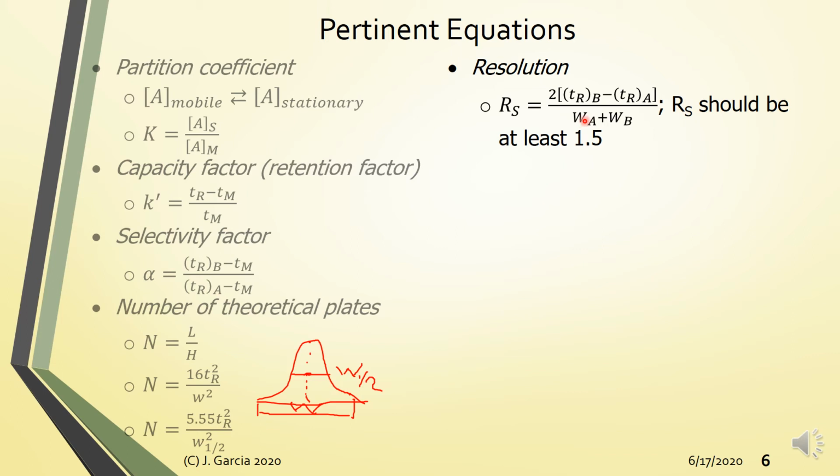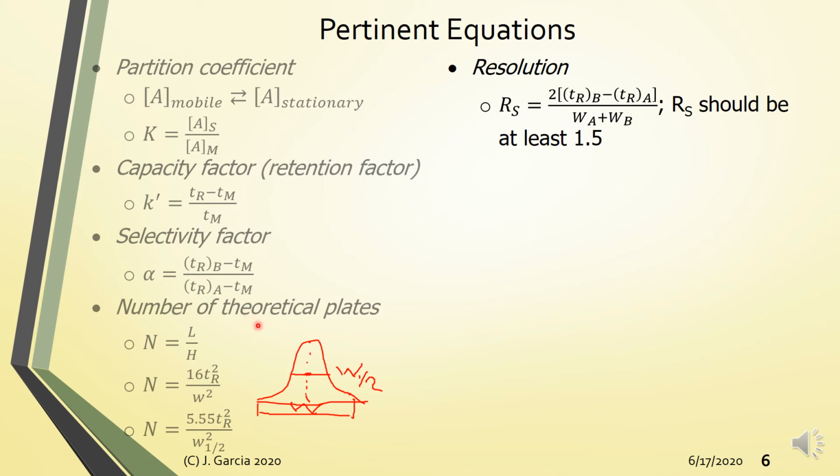The minimum value for resolution should be 1.5 for you to say that there is complete separation between two adjacent peaks. If it's less than that value, then you have significant overlap, so you cannot quantify. The results from the chromatogram will be invalid, so you need to modify some of the chromatographic parameters. At least 1.5 or greater, that will give you a good resolution.